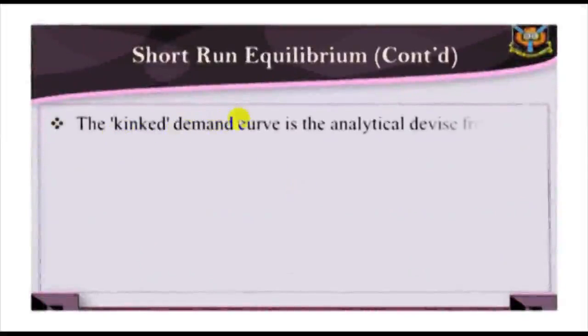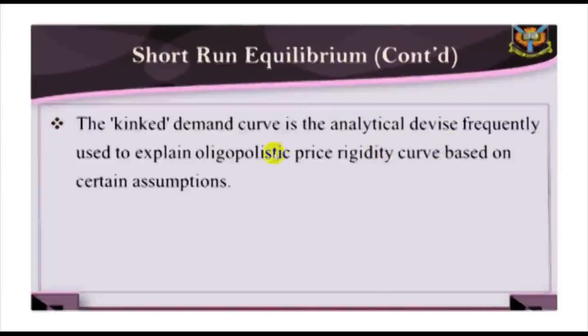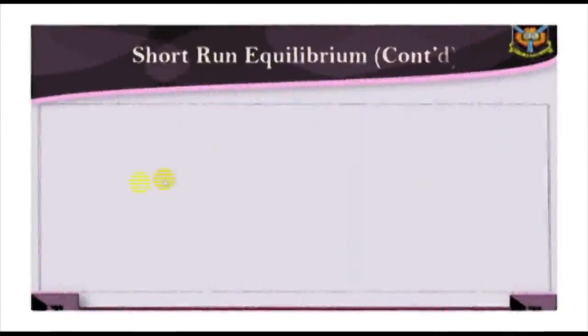The kinked demand curve is the analytical device frequently used to explain oligopolistic price rigidity. The framework is however based on certain assumptions.